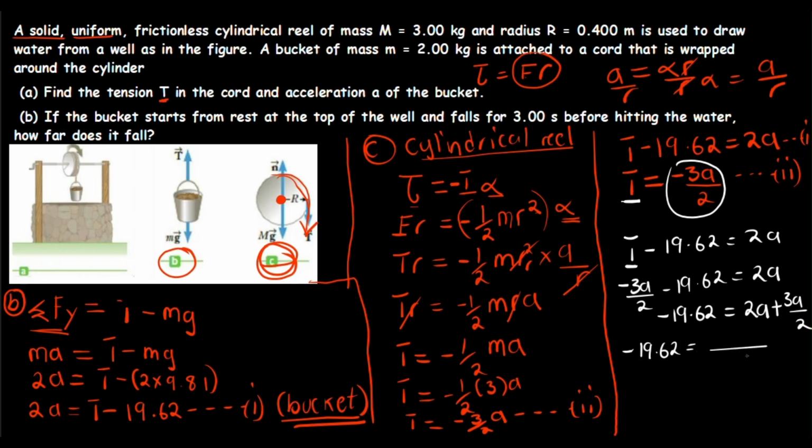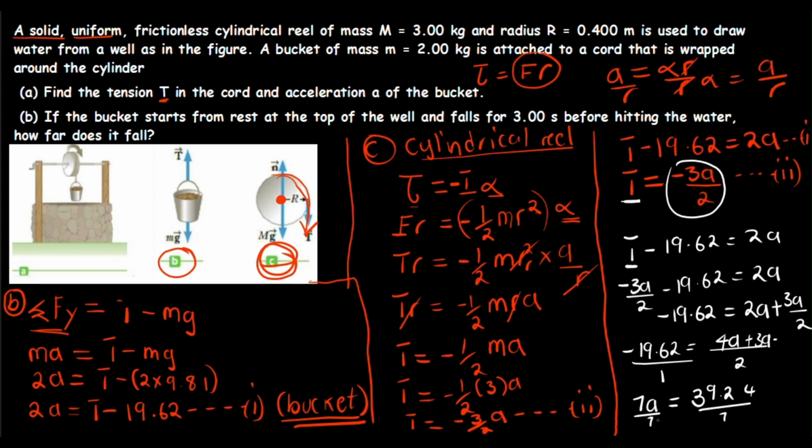What's the common denominator here? It is 2 here, so meaning that here to be 4A plus 3A. Then what to do? I'll do cross multiply, right? So in here on top, it will be 7, right? So 7 times 1, it will be 7A equal to 19.62 times 2, meaning that it will be 39.24. Then what next? I'll divide by 7.